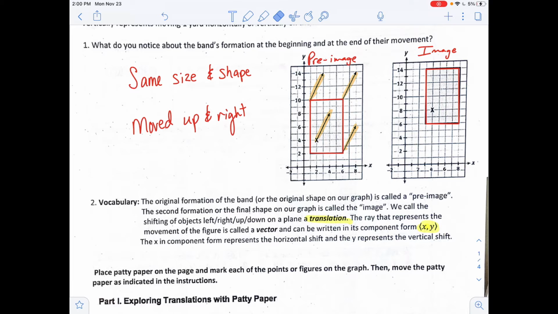Those arrows are pointing to where I'm going to end up. I start here, I end at the tip of that arrow. I start here, I end at the tip of that arrow. Or I start at X, I end over here. So those are our vectors. These arrows, these rays, are vectors that tell me how I'm going to move my shape or my figure.